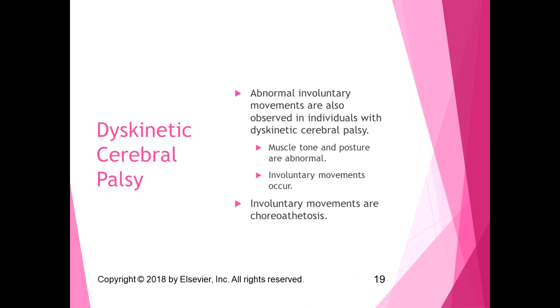Dyskinetic cerebral palsy: involuntary abnormal movements are abnormal muscle tone and abnormal posture with involuntary movements. These include choreoathetosis, that involuntary writhing movement, and it's developmental damage to the basal ganglia.